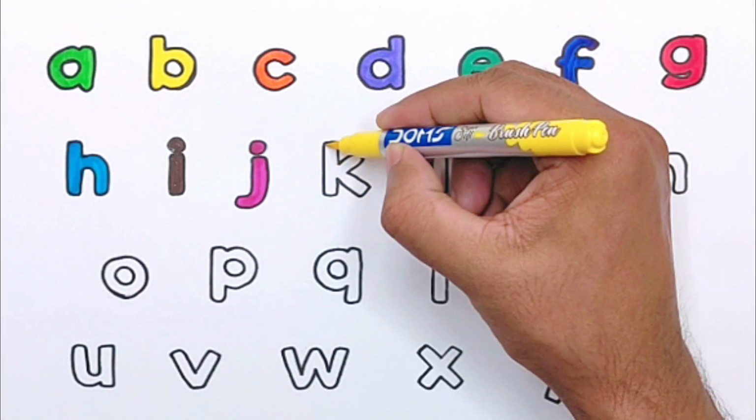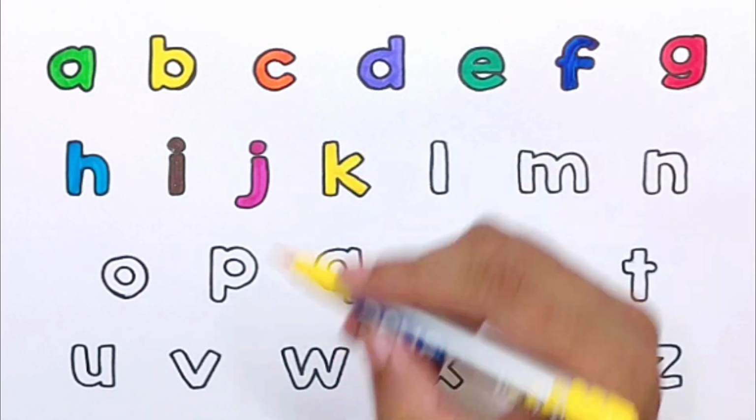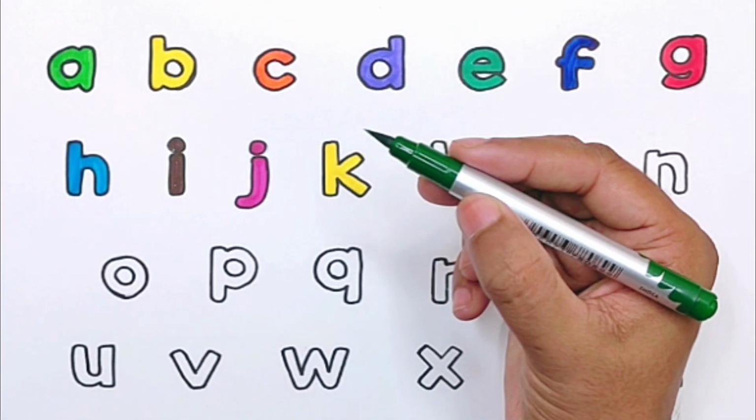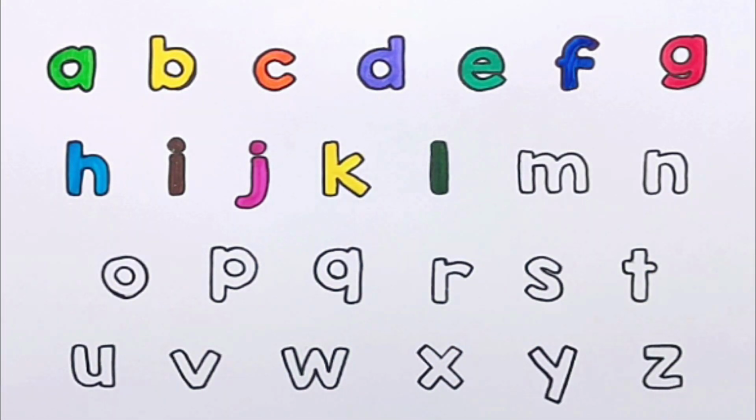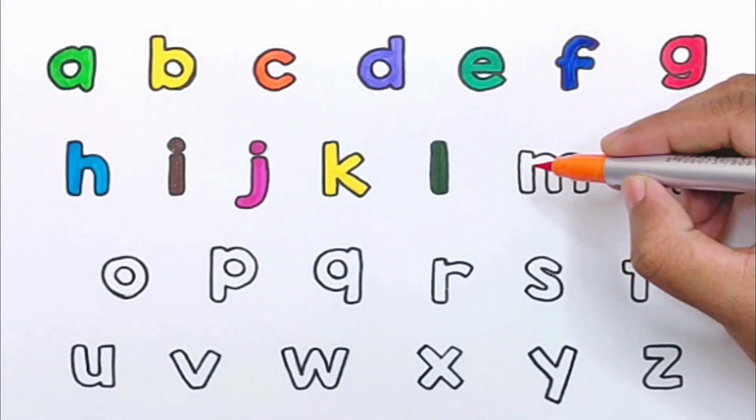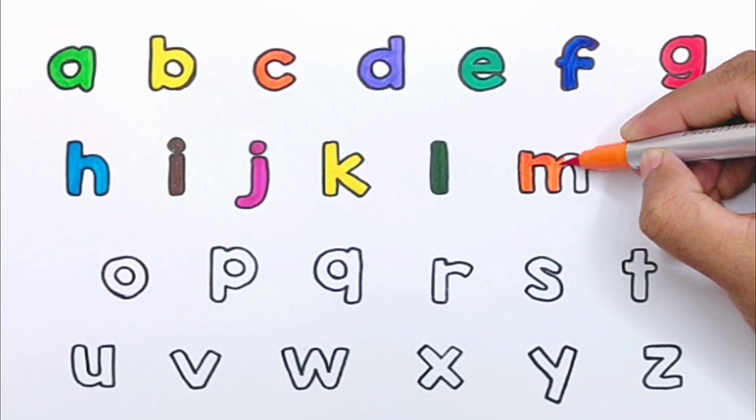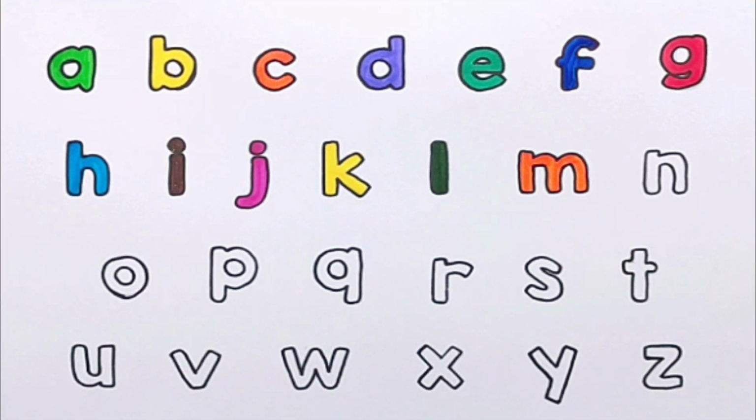Yellow color. K. K for kangaroo. Green color. L. L for lion. Orange color. M. M for monkey.